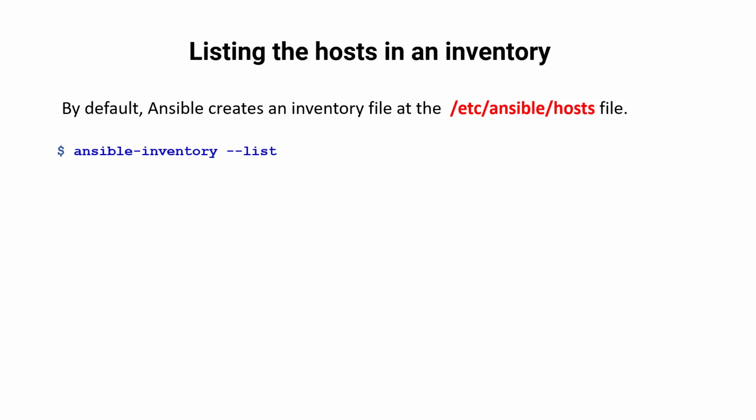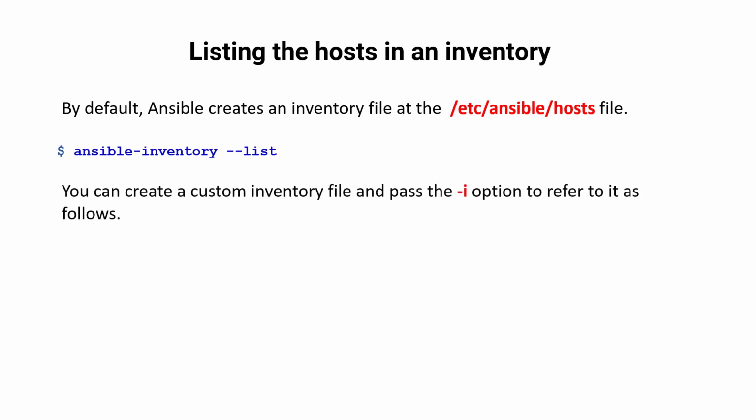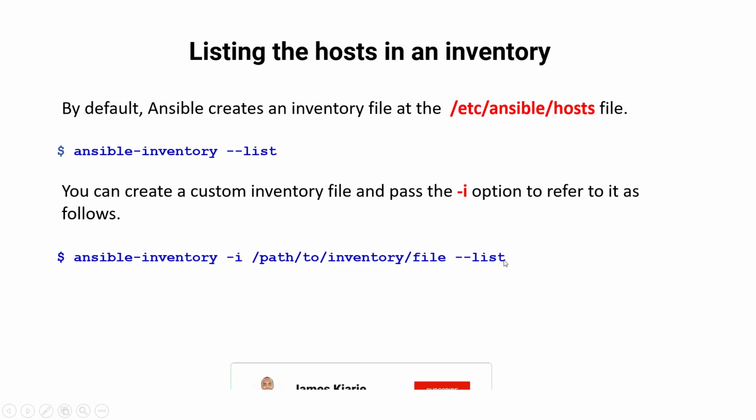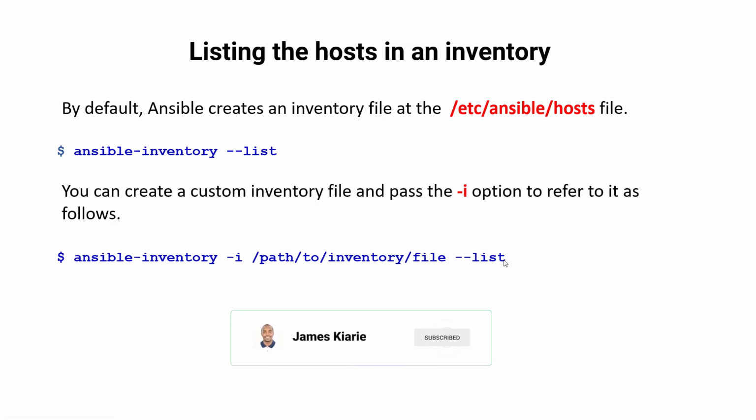--list flag, all right? Now, it's usually advisable to create a custom inventory file, to simplify the process of managing your own hosts and avoid any confusion. And you can easily create such a file and use the -i option to refer to it. So simply run the ansible-inventory command, and then pass the -i option, followed by the path of the inventory file and then the --list option. So now let's get to our Ansible control node and see this in action.